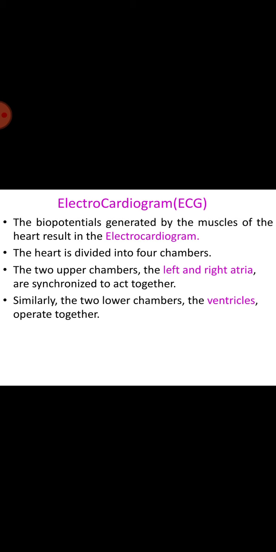ECG provides valuable information about a wide range of cardiac disorders, such as the presence of an inactive part or an enlargement of the heart muscles. The electrocardiogram reflects the rhythmic electrical depolarization and repolarization of the myocardium associated with the contraction of the atria and ventricles. The heart is divided into 4 chambers. The 2 upper chambers, the left and right atria, are synchronized to act together. Similarly, the 2 lower chambers, the ventricles, operate together.